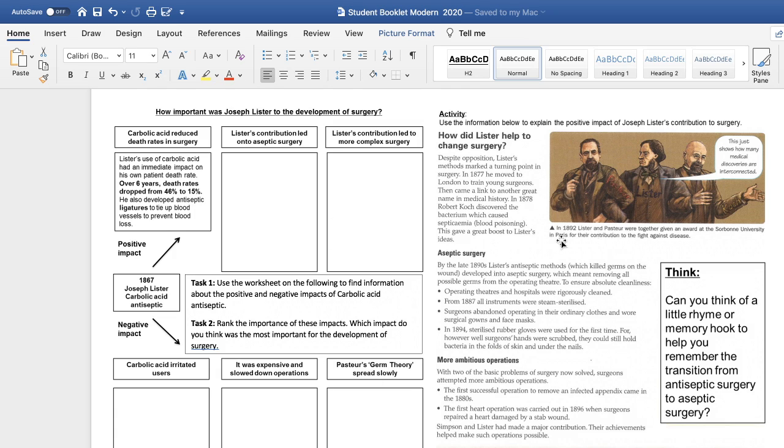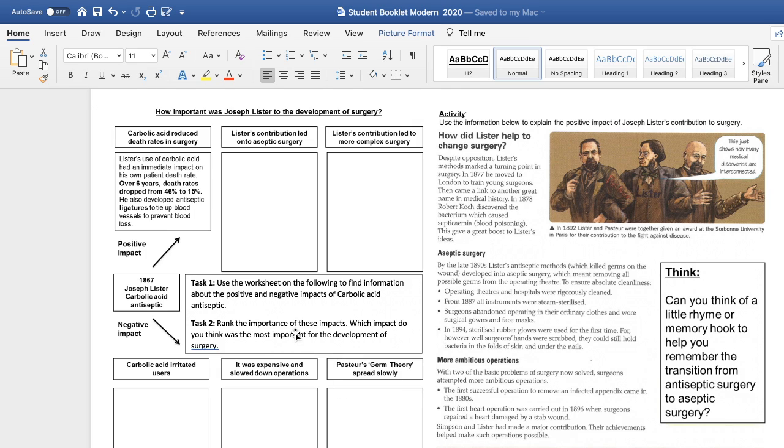Again, find the information. The negative impact: it irritated users. So find out some information to tell me how. It was expensive. Again, explain that. And then Pasteur's germ theory spread slowly. So Lister believed Pasteur's germ theory and took it up straight away, but other people didn't really care for it as quickly as him. So what does that mean for his discovery? If people don't believe in bacteria, why would they believe in the need for antiseptic or aseptic surgery?